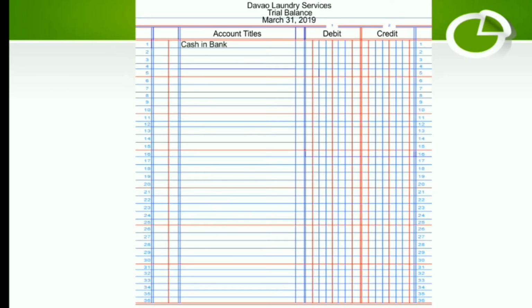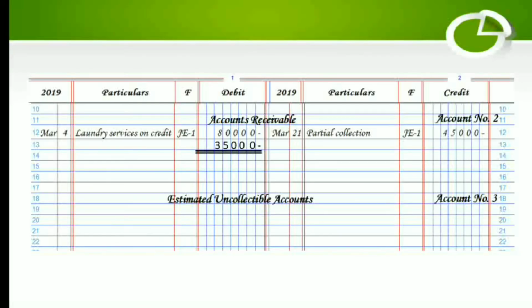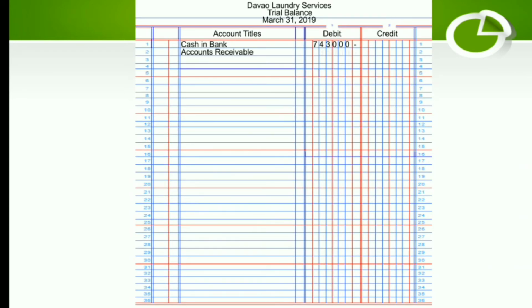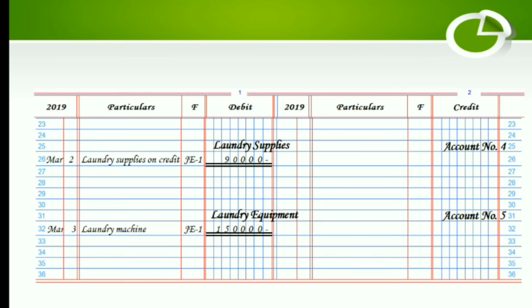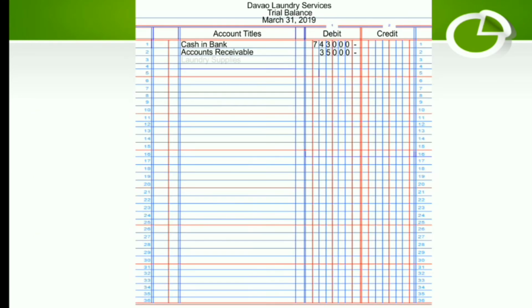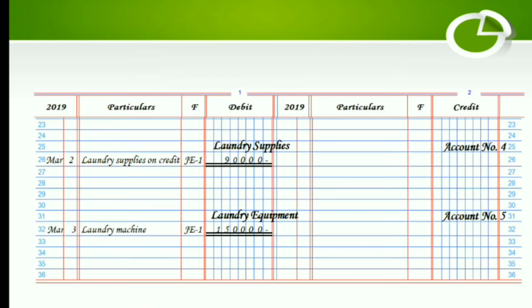So we have cash in bank of 743,000 debit. Next is account number 2, which is accounts receivable with a debit balance of 35,000 pesos. So we're going to copy this one in the trial balance. So we have accounts receivable 35,000. And then we're going to skip account number 3 since wala siyang laman. So let's move on to account number 4, laundry supplies with a debit balance of 90,000. So we have laundry supplies 90,000.